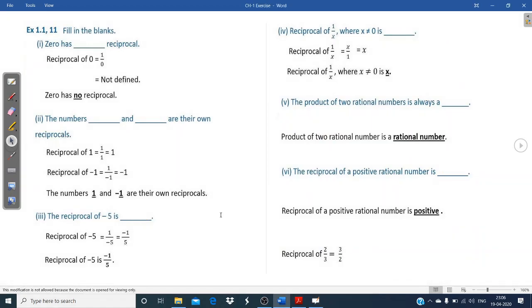So here we have finished your first exercise. In the next video, we will do your exercise 1.2. Till then, students, my advice is to do all the questions of this exercise 1.1 on your own. It will help, and your practice will be there. And if you have any doubt, the video is there for you. But do all the questions once on your own.